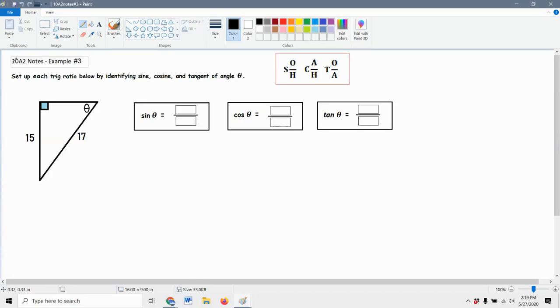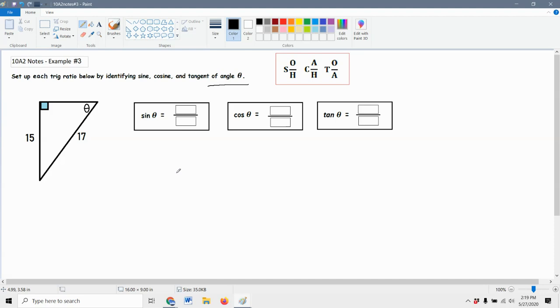Hi guys, this is the 10A part 2 notes, and we're doing example number 3. Once again, same kind of problem as we did in example number 1 and 2. Set up each trig ratio below by identifying sine, cosine, and tangent of angle theta.